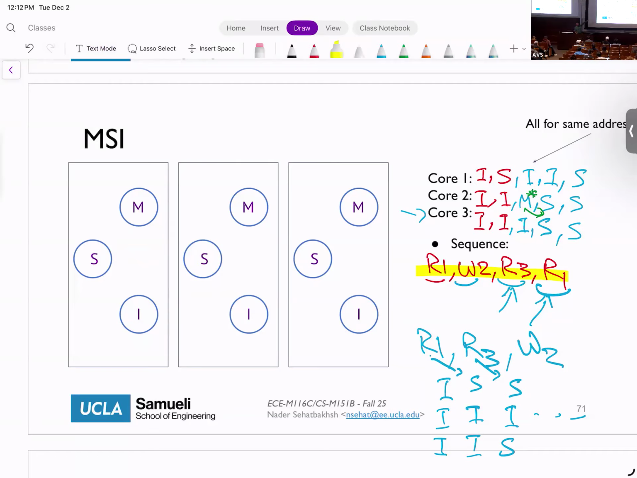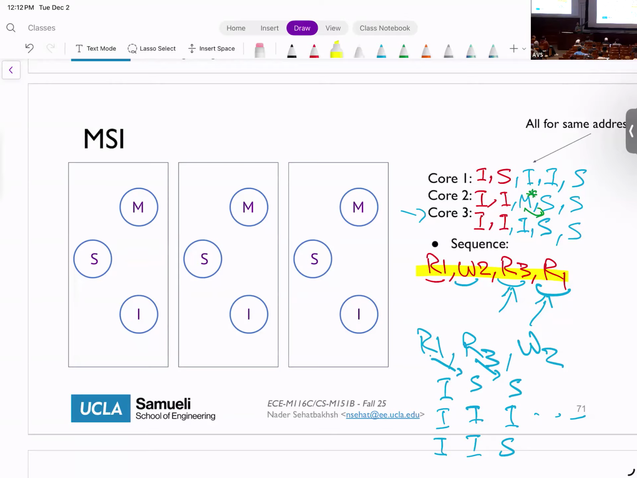The terminology I'm using here is when I say R1, I mean a read from core 1 to that address. So let's say that address is Z or X or whatever it is. So all of these red ones are from the same address. So first core number 1 reads that address, then core number 2 writes to that address, then core number 3 reads from that address, then core number 1 reads from that address. That's the sequence that we're going after.